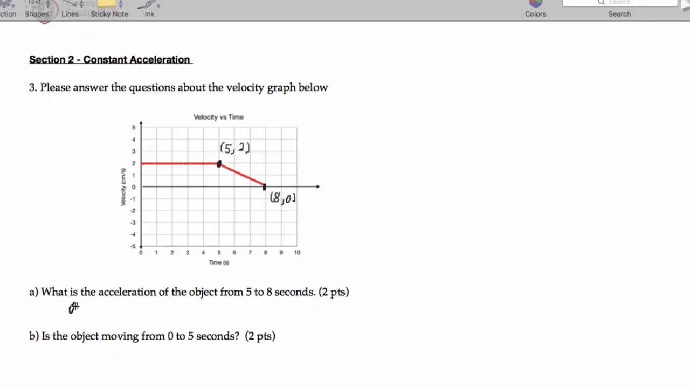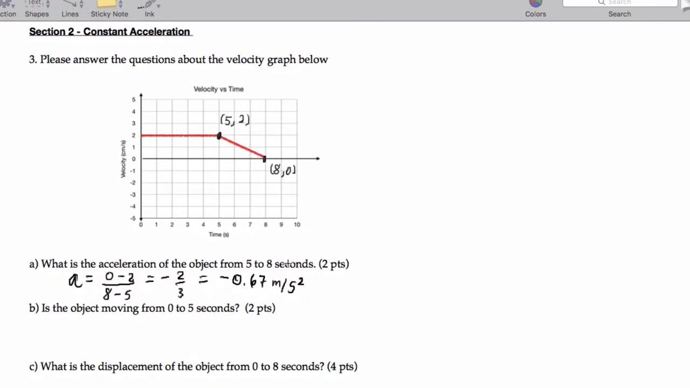So we're going to get the acceleration as the rise over the run, or the slope, which is going to be 0 minus 2 over 8 minus 5, which is going to be negative 2/3, or if you want to round that, that's going to be negative 0.67 meters per second squared.